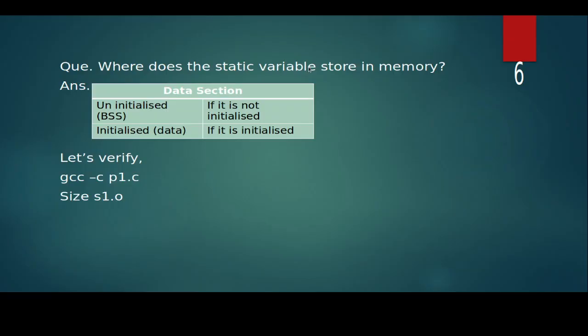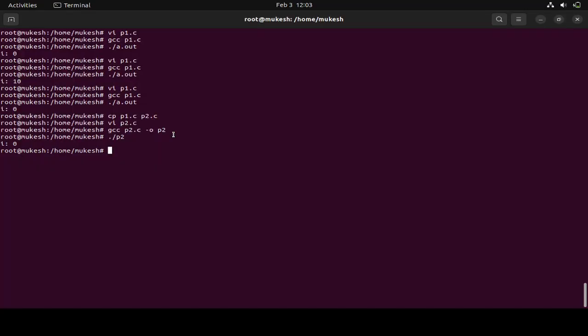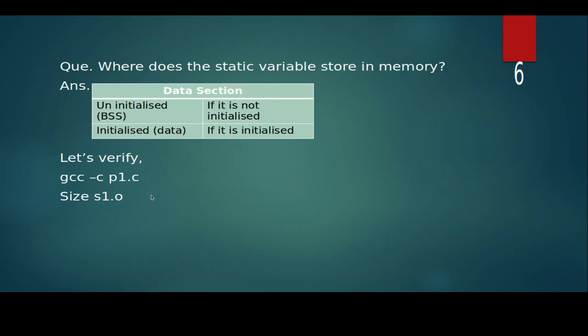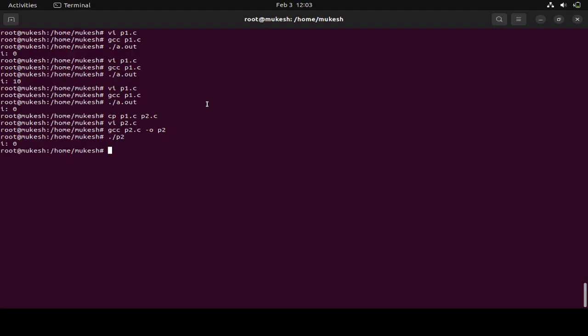A static variable is stored in the data section, but within the data section there are also two parts: the uninitialized section and the initialized section. If a static variable is not initialized, then it will be stored in the uninitialized section, which is called BSS. If a static variable is initialized, then it will be stored in the initialized data section. Okay, let's take one example and verify this. These are the commands to check whether it is stored in the initialized or uninitialized data section.